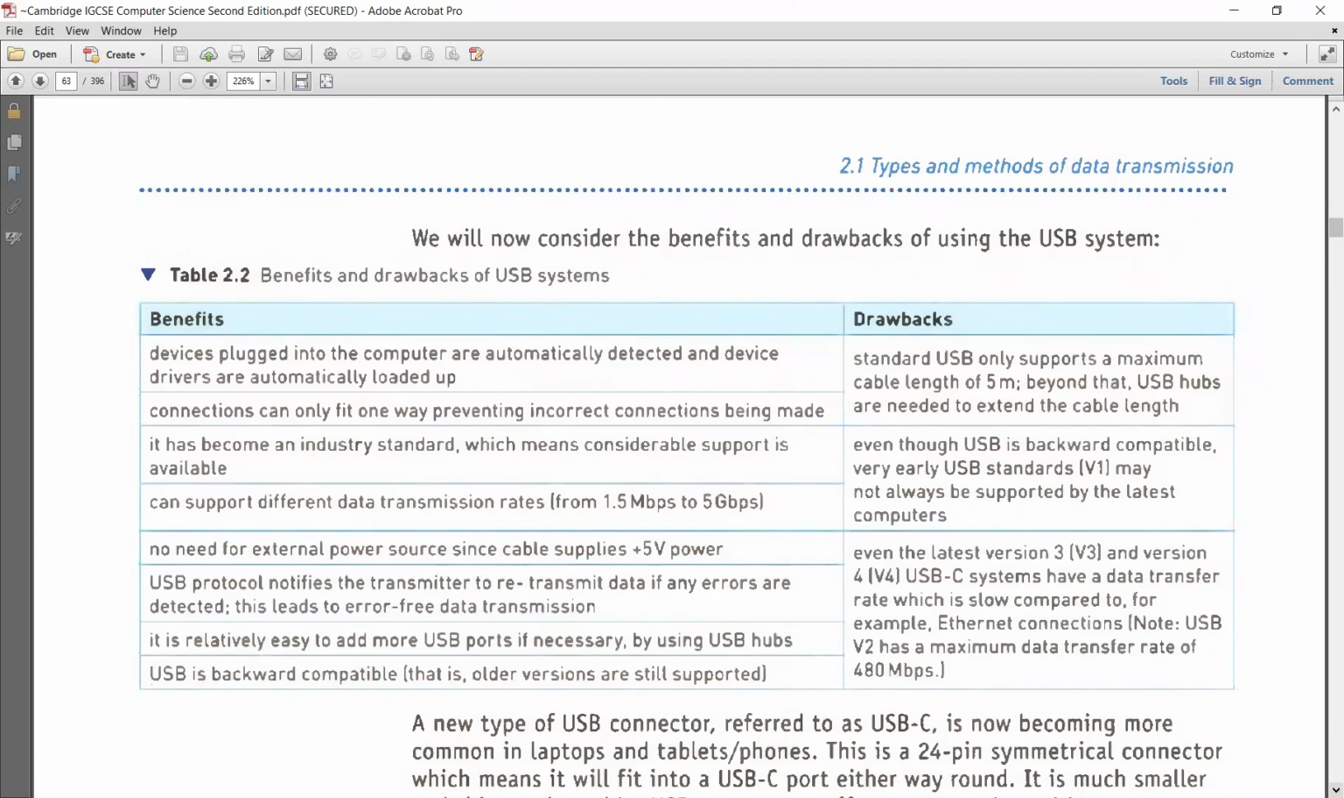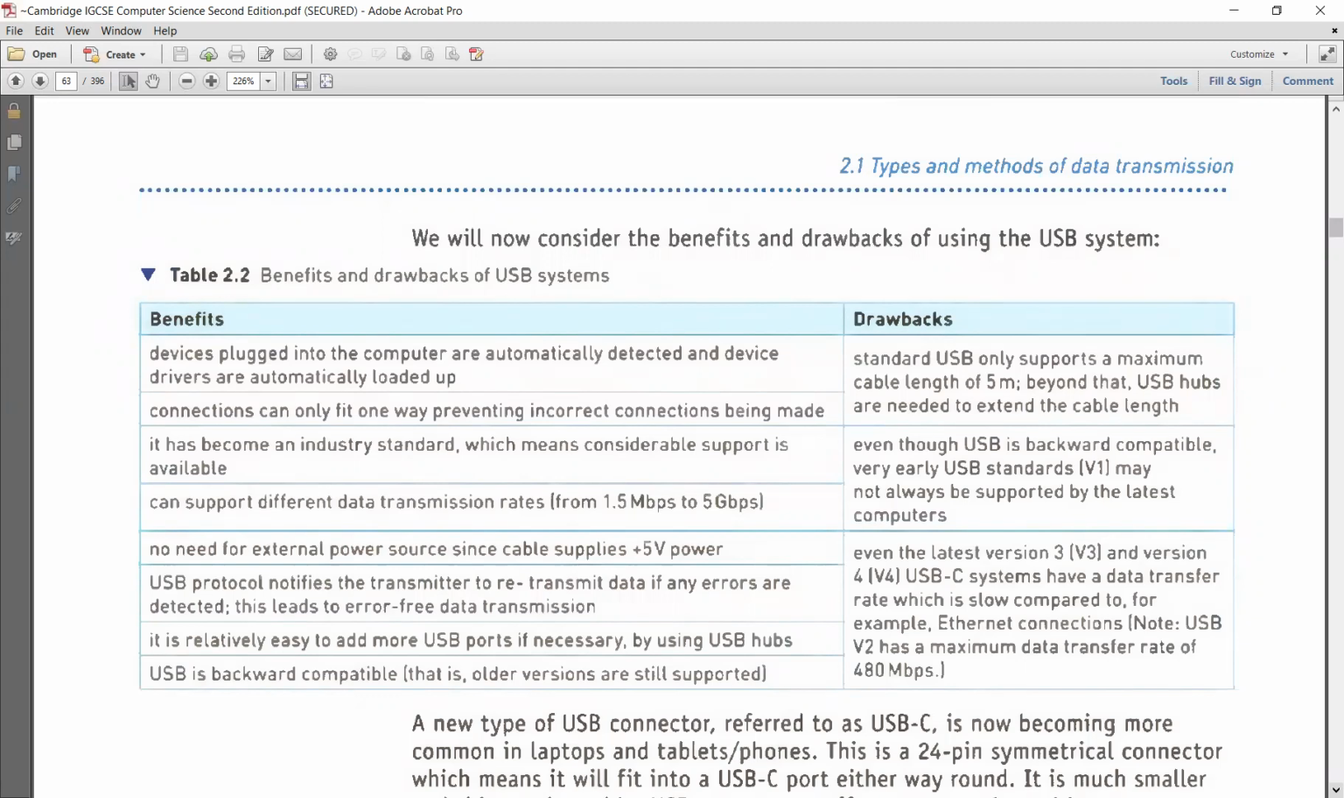It means considerable support is available, and it can support different data transmission rates, from 1.5 megabits per second to 5 gigabits per second. You can see for yourself, it's a small b, that means it is bits per second. No need for an external power source, since cables are supplying plus 5 volts of power.